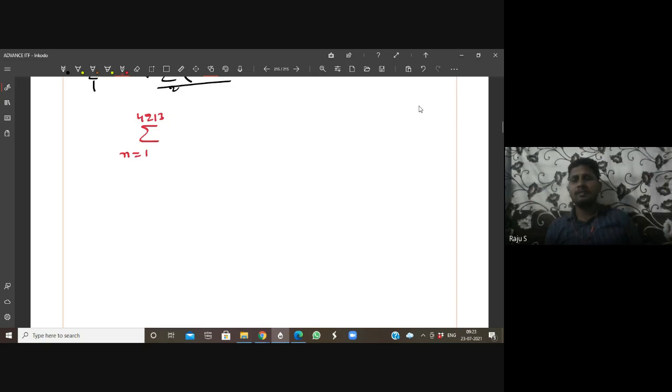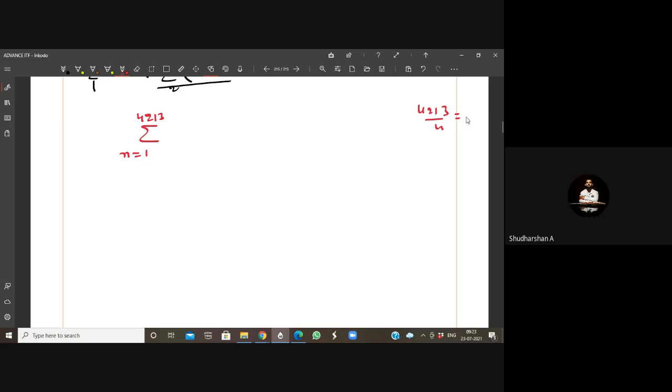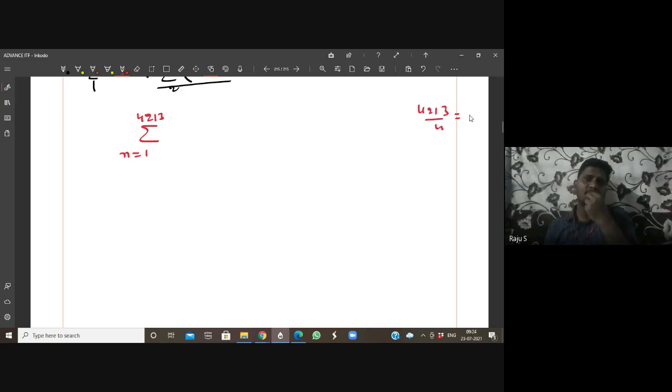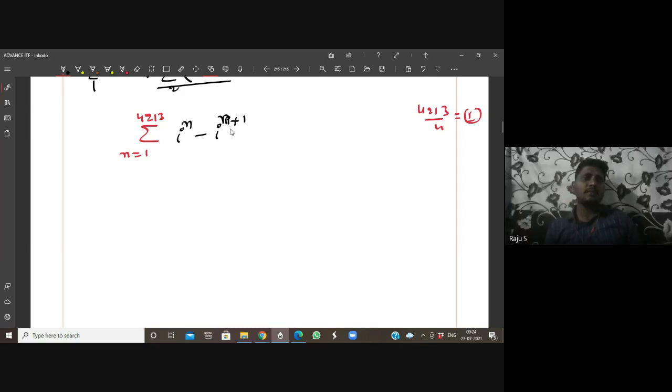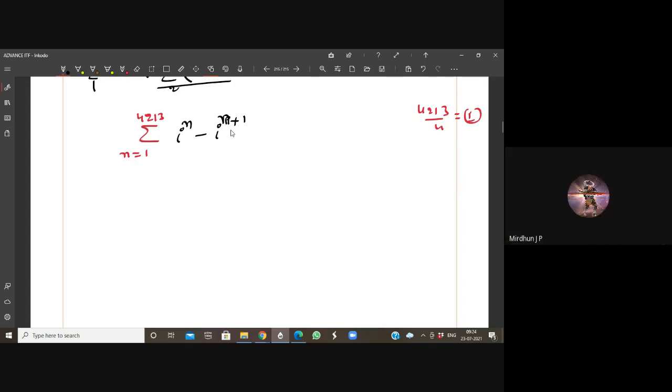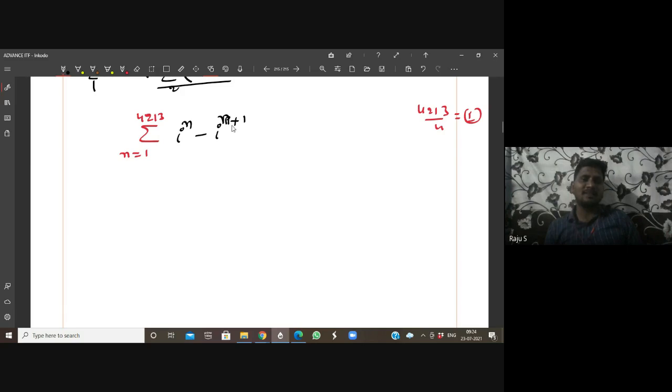All right, now see here. 4213 divided by 4, what is the remainder? Quickly. 1, sir. The remainder is 1 alone. Whenever it is 1, I'm going to give the question like this: i^n minus i^(p+1), something like that. Sir, we did not give the value of p. Yes, that's the reason I replace it with n immediately.